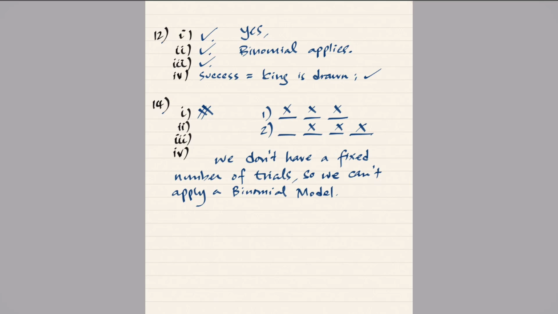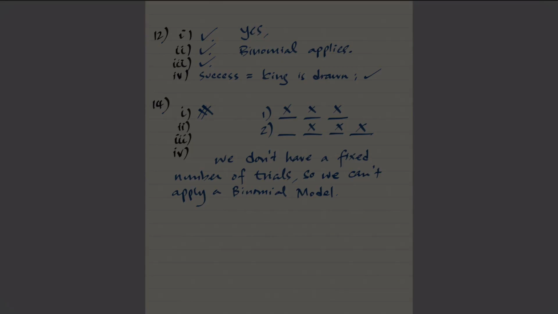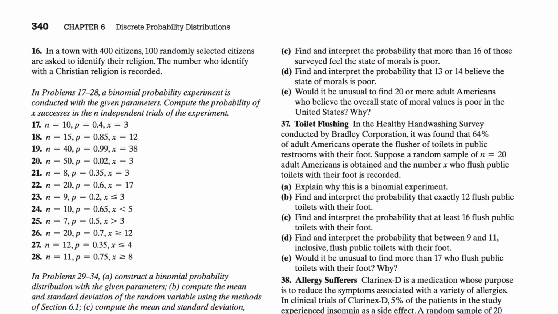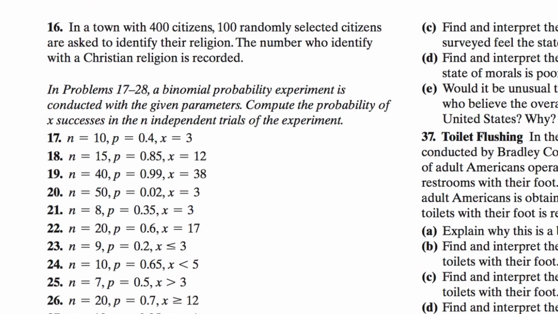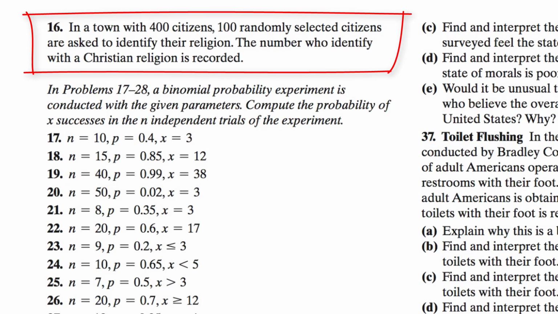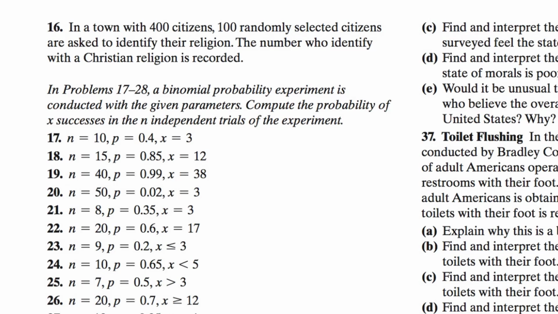Okay, let's take a look at our next example. I'm using problem number 16 here, and this one is a little bit more subtle. You have to think very carefully about this. So it says, in a town with 400 citizens, 100 randomly selected citizens are asked to identify their religion. The number who identify with a Christian religion is recorded. And so again, we're looking for a fixed number of independent trials with binary outcomes and a fixed probability of success.